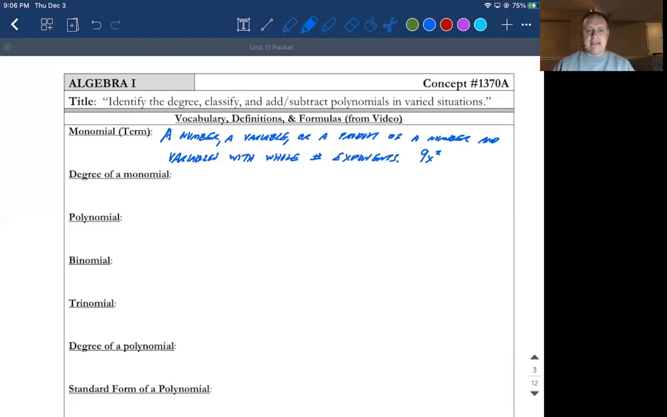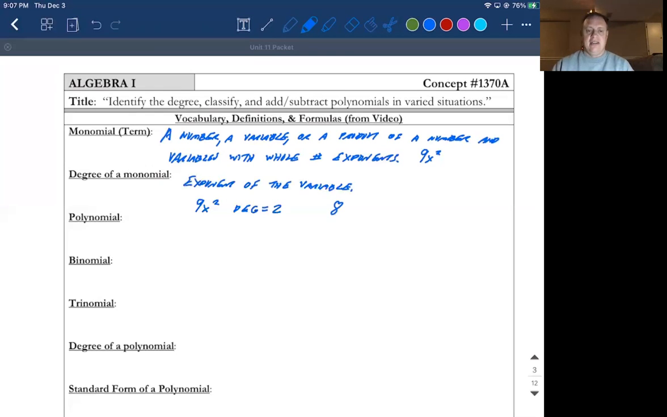So when we talk about the degree of a monomial, what does that mean? Well, the degree of a monomial is the exponent of the variable. So let's say we have 9x to the second. We say that the degree of this monomial, mono means 1, the degree is 2 because it's x to the second.